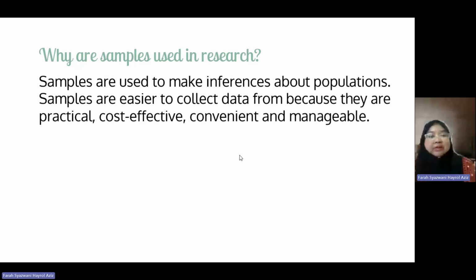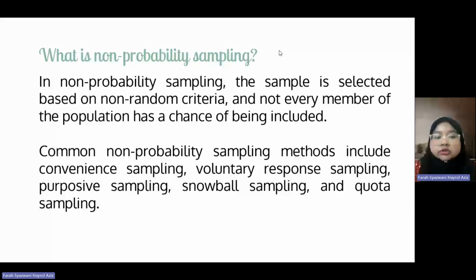And again, what is probability sampling? Probability sampling means that every member of the target population has a known chance of being included in the sample. Probability sampling methods include simple random sampling, systematic sampling, stratified sampling, and also cluster sampling. And lastly, what is non-probability sampling? In non-probability sampling, the sample is selected based on non-random criteria, and not every member of the population has a chance of being included. Common non-probability sampling methods include convenience sampling, voluntary response sampling, purposive sampling, snowball sampling, and also quota sampling.